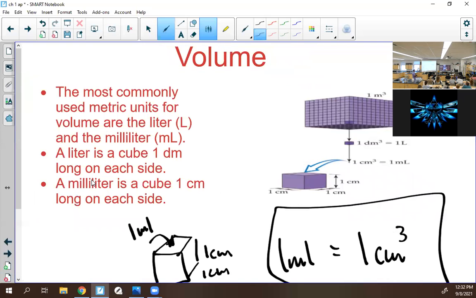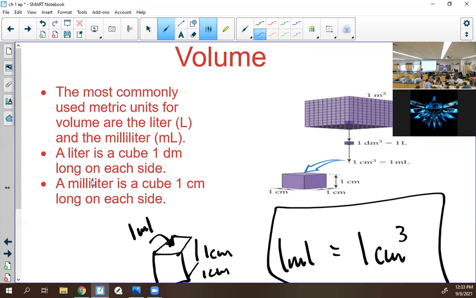Volume is actually a really complicated idea, but it's fine. The most commonly used metric unit for volume is the liter and the milliliter. A liter is a cube 1 decimeter long on each side. Okay, that's what that is, but who cares? This is what I want you to worry about. A milliliter is a cube that's 1 centimeter by 1 centimeter by 1 centimeter.